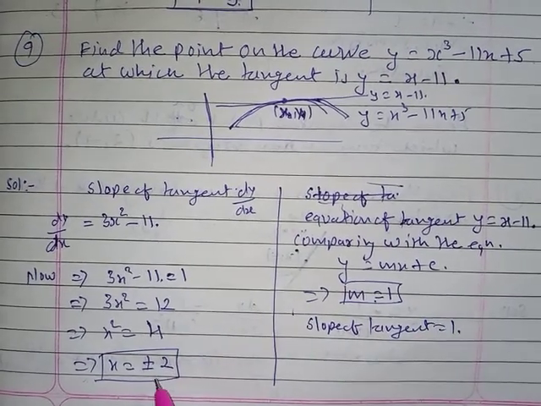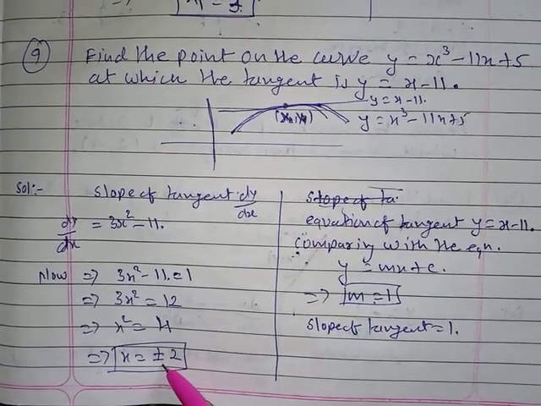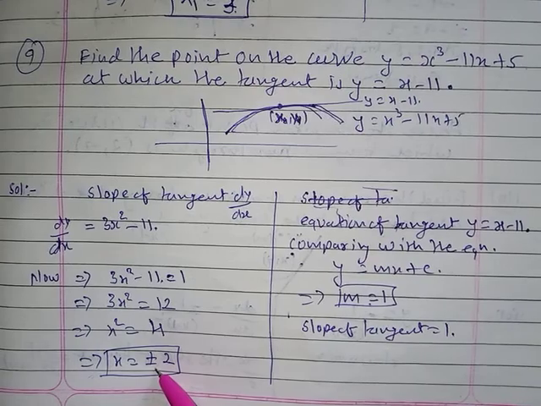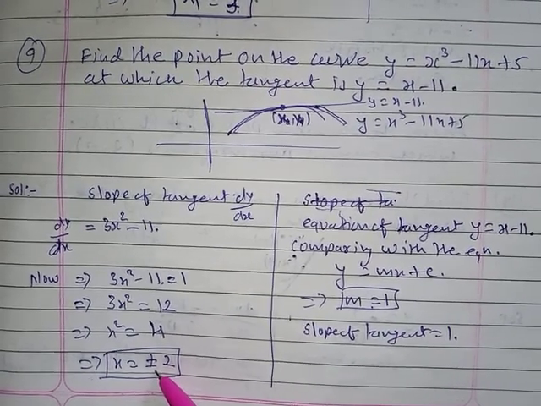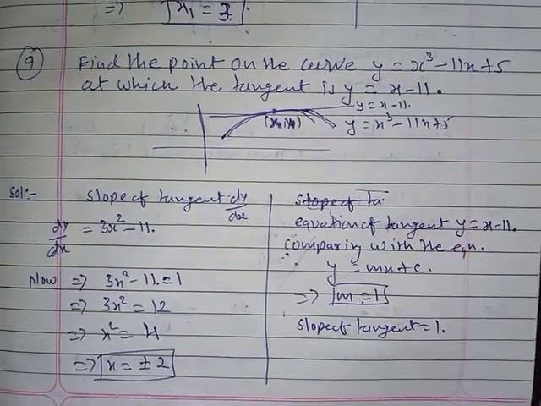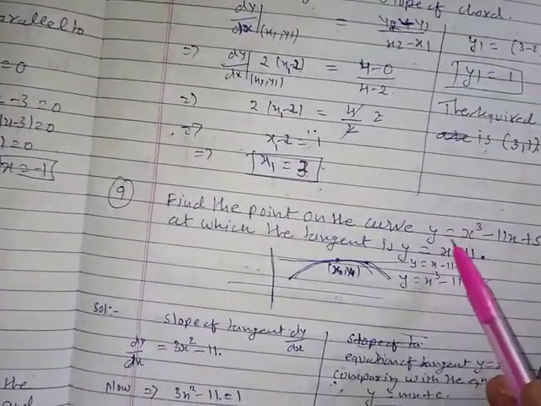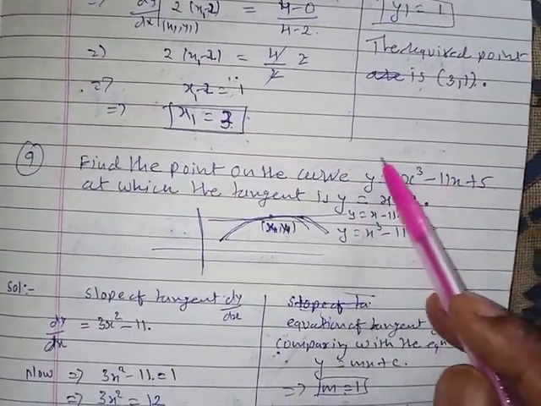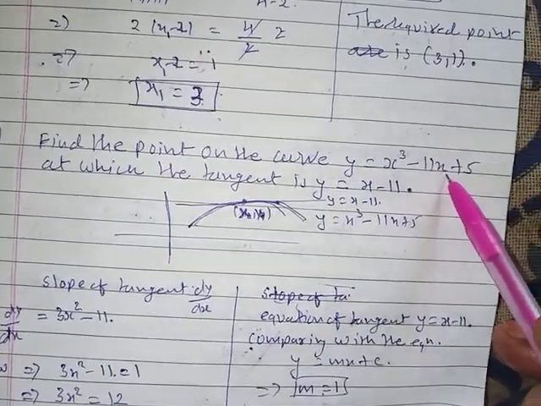So we got the point x. How to find y now? Substitute in the equation. Which equation now? The equation of the curve, which is satisfied here. Alright? Find y from here. The equation is given for y. Okay?